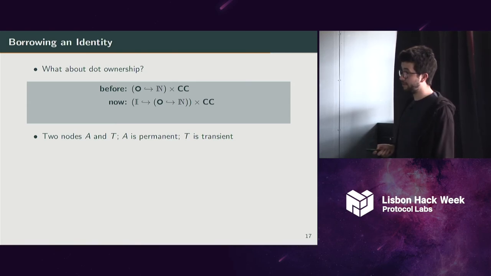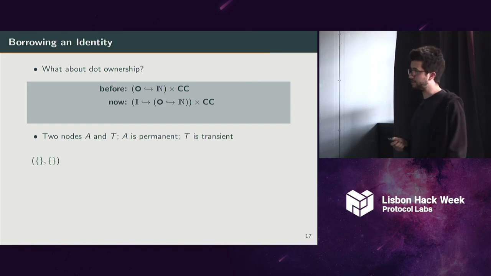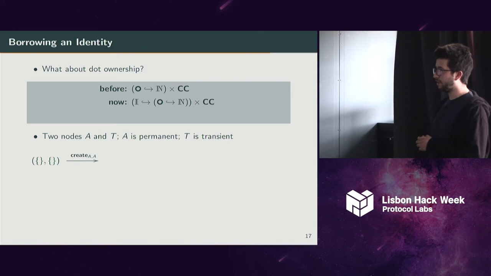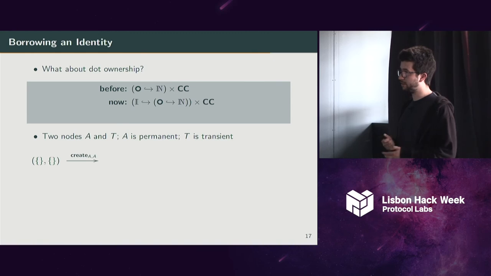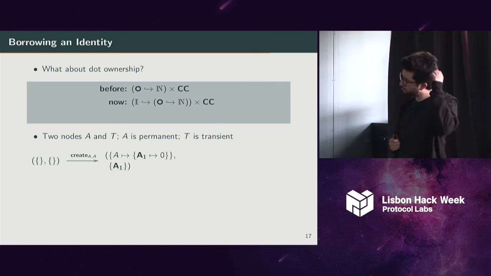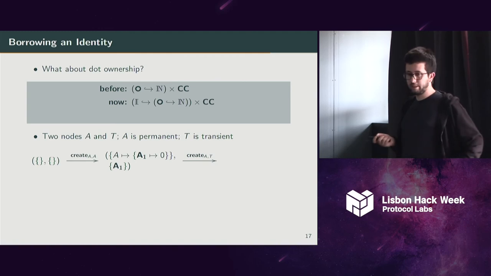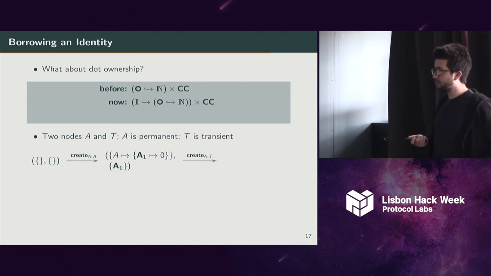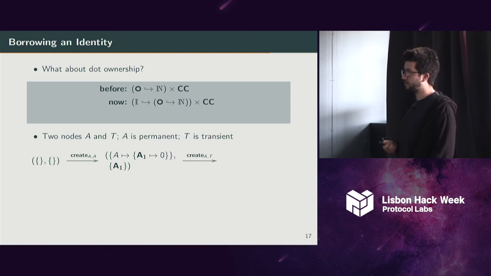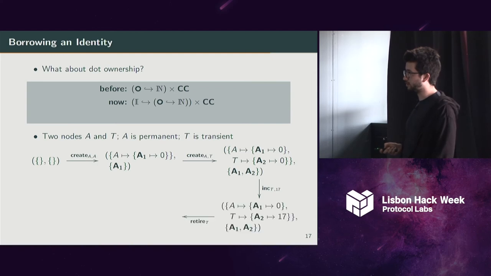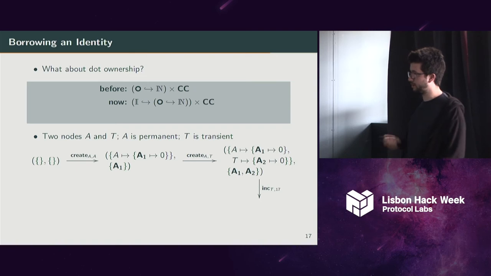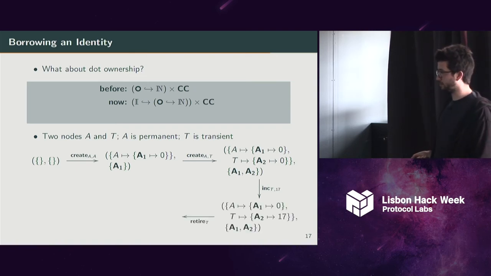And in this example, we have two nodes. A is a permanent node, and T is transient. We're creating a dot so we can increment. A, that is permanent, creates a dot for itself. And later on, T, that joined the system, will ask, okay, I want to increment a counter, give me a dot. We can see here this is the dot of T, which is A2. So now if T wants to increment a value by 17, it just increments that position.